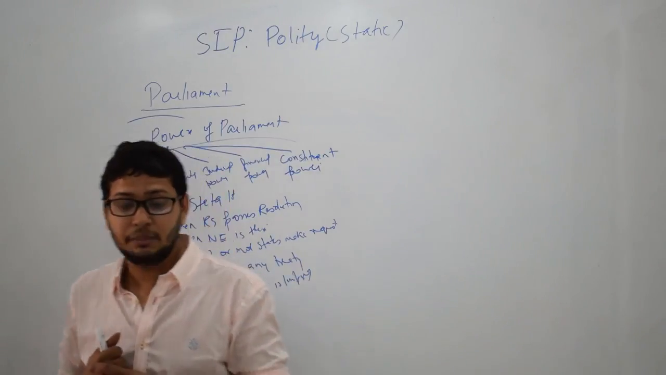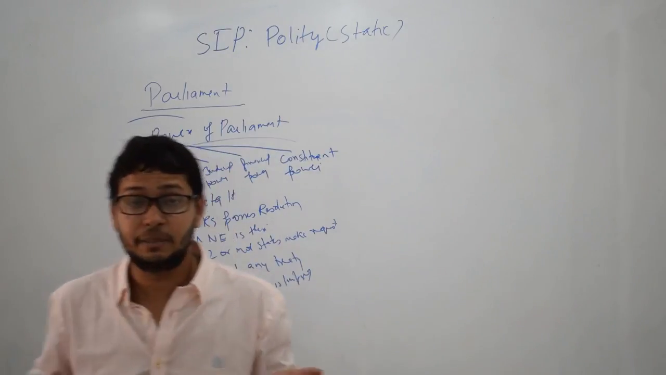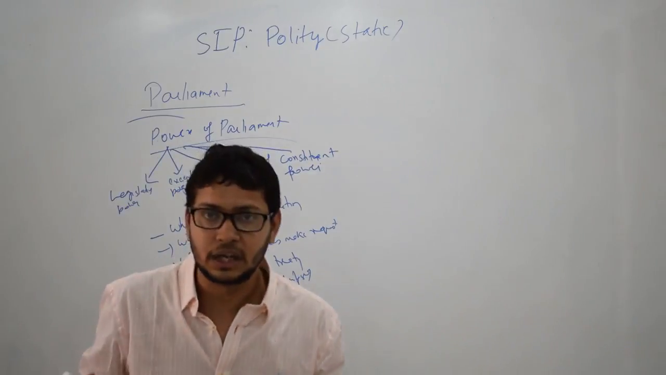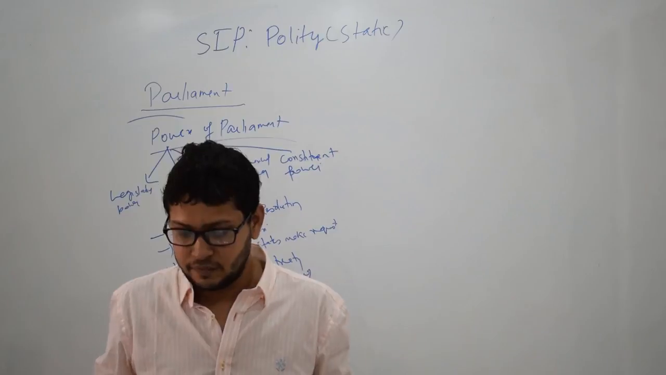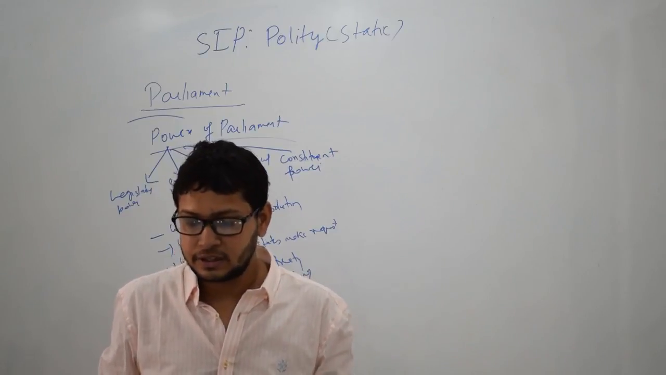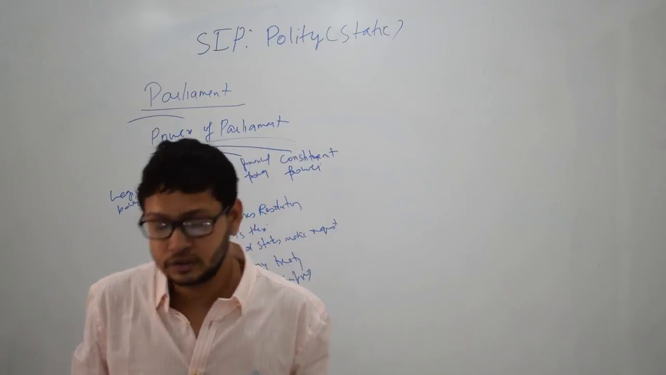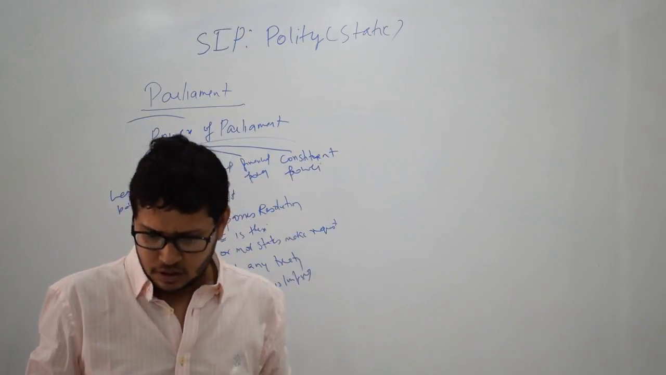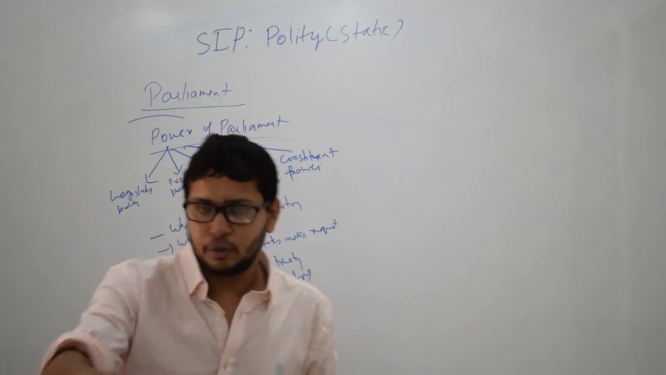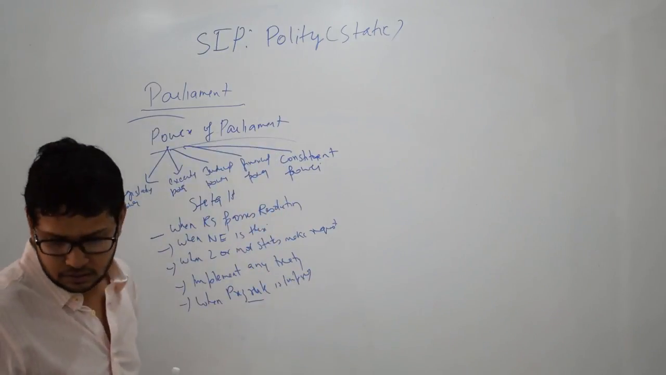Fifth is judicial power, so it can impeach the president, it can remove the vice president, it can recommend the removal of judges and the chief election commissioner, and it can punish its members and outsiders for breach of privilege. So now let's compare the position of Lok Sabha and Rajya Sabha.